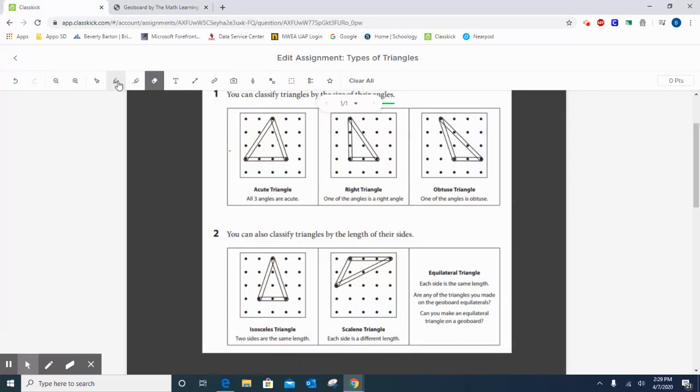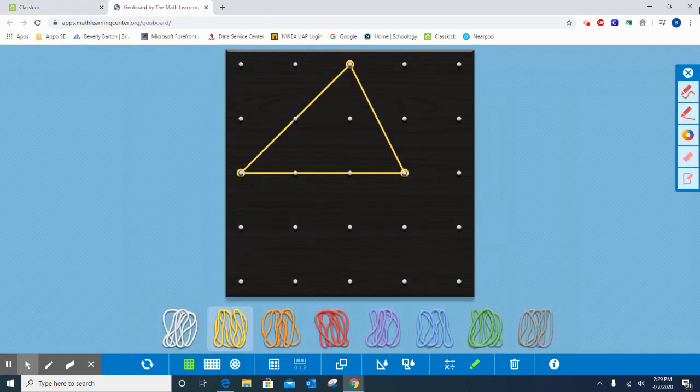Now we're going to make an acute triangle on your geoboard. Remember that an acute triangle has three acute angles. So we're going to go to our geoboard. I've already created that. Now I'm going to show you this is an acute triangle. All three angles are acute.